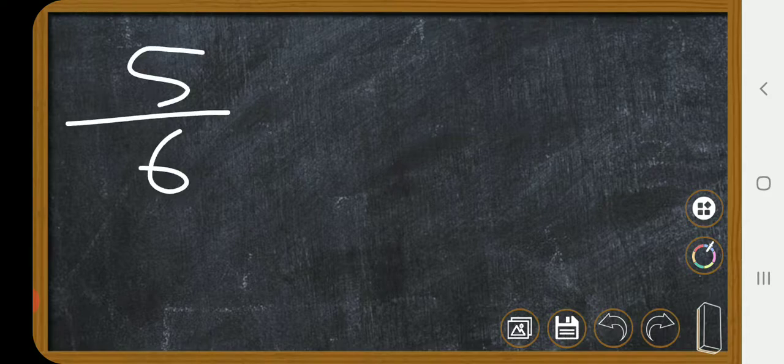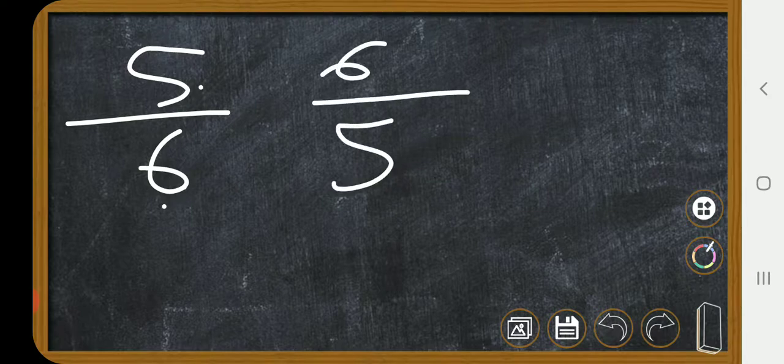Division of a fraction or rational numbers. To divide one number by another number is to multiply the first by the multiplicative inverse. Here in this division you have to do the multiplicative inverse. Multiplicative inverse means, see, multiplicative inverse of 5 by 6 means you have to write the numerator becomes denominator and denominator becomes numerator. 6 by 5 is the multiplicative inverse.